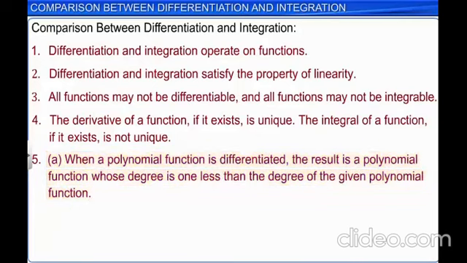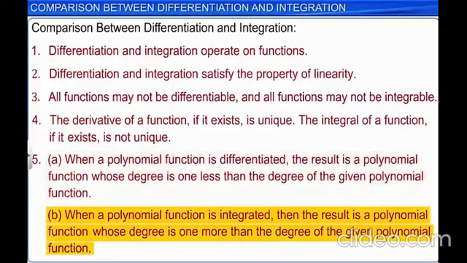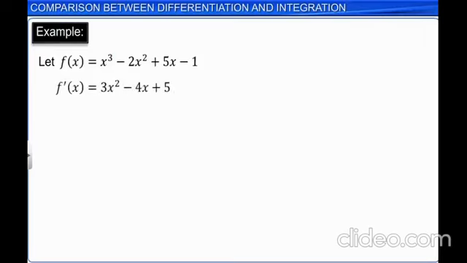Let's see an example. Let f of x be a polynomial function equal to x cubed minus 2x squared plus 5x minus 1. Here, the degree of f of x is 3. Now, on differentiating both the sides, we get f dash of x is equal to 3x squared minus 4x plus 5. Here the degree of f dash of x is 2. This shows that when a polynomial function is differentiated, the result is a polynomial function with degree 1 less than the degree of the original polynomial function.